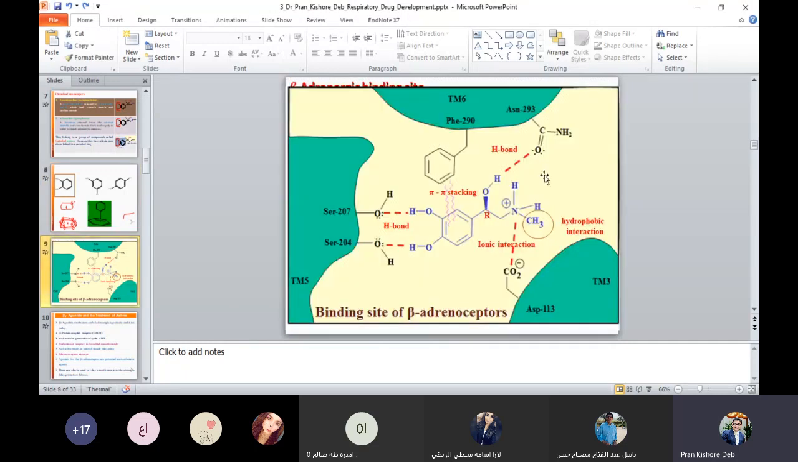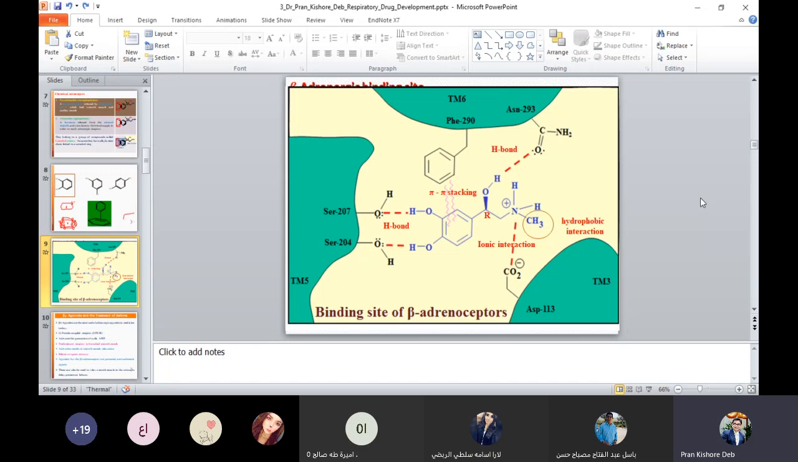All right. Now coming to ionic interaction, where do you see ionic interaction? Look at the structure. Between the quaternary terminal nitrogen and the carboxylic group of the ASP113. Yeah. And where do you see the hydrophobic interaction? The methyl. Okay, how many points do you need to remember?